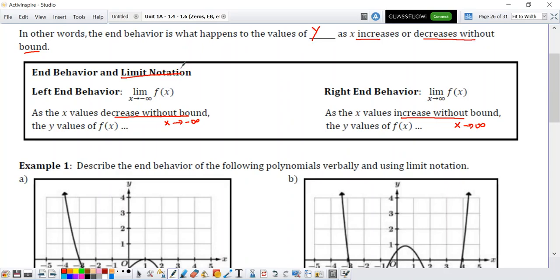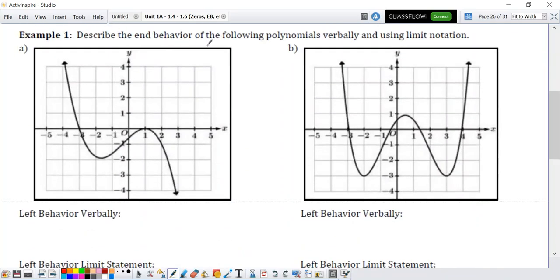Now, talking about limit notation. This may be the first time you are using limit notation, or you may have learned this in pre-calculus or in another course. So what is limit notation, and how do we write it? We do not write the whole word limit. We just use the three letters lim. Then underneath we write x arrow number, and then here is the f of x, or the y. So we are just focusing on what's happening at the extreme end. Clearly describe the end behavior of the following polynomials verbally and using limit notation.